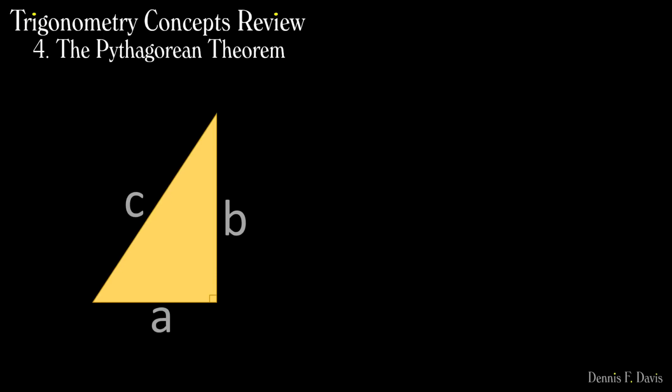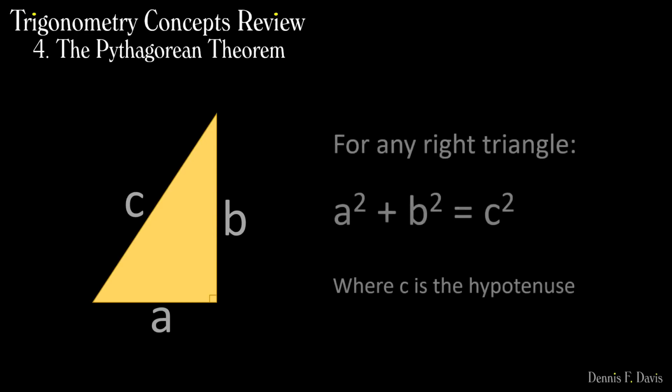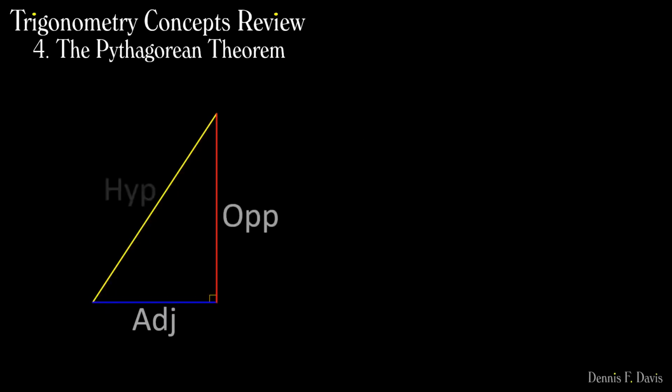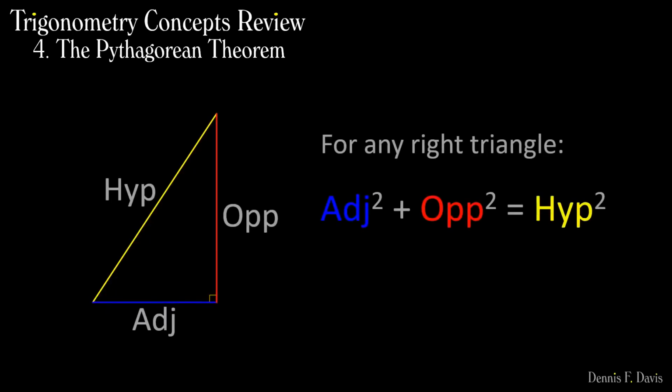The theorem states that the squared length of the hypotenuse of a right triangle is equal to the sum of the squared lengths of the other two sides, or algebraically, a squared plus b squared equals c squared, as long as c is the hypotenuse of the triangle. Or more specifically to us, adjacent squared plus opposite squared equals hypotenuse squared.